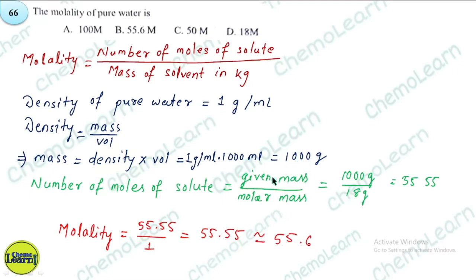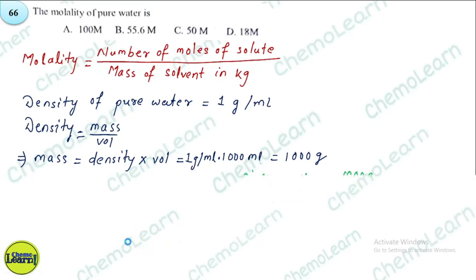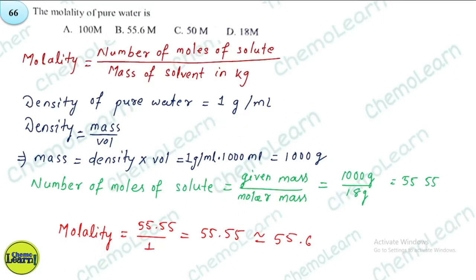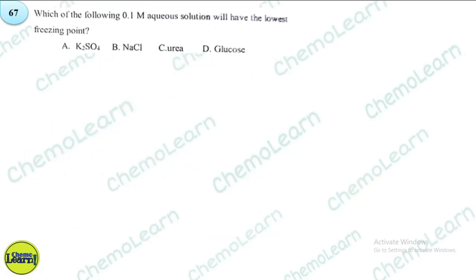So given mass is 1000 gram and molar mass is 18. So number of moles of solute will be 55.55. So molality will be 55.55 divided by 1, which is equal to 55.55, roughly equal to 55.6 molar. So option B is the correct one.